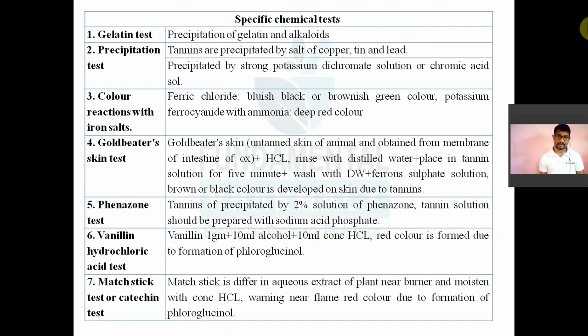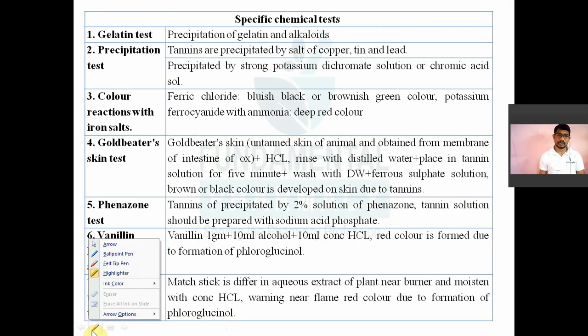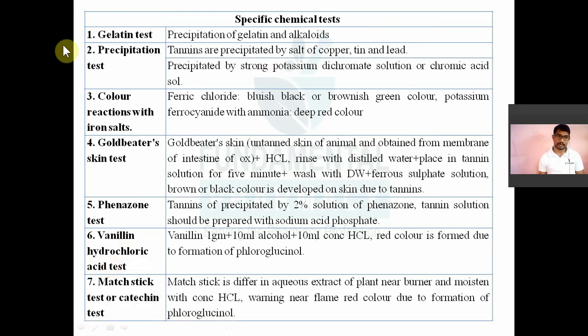Now the specific tests. This part is important. As they have protein precipitation power, the gelatin test is utilized to detect the presence of tannins. They can precipitate the protein known as gelatin, so tannins give a gelatin precipitate. Tannic acid in particular can also precipitate alkaloids.